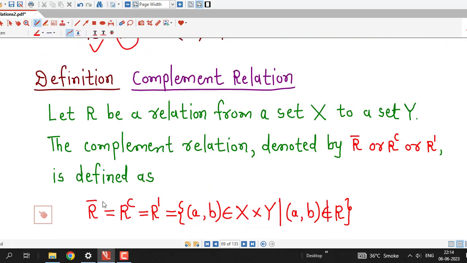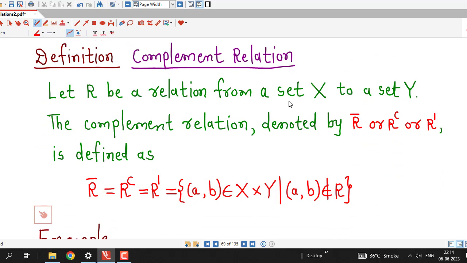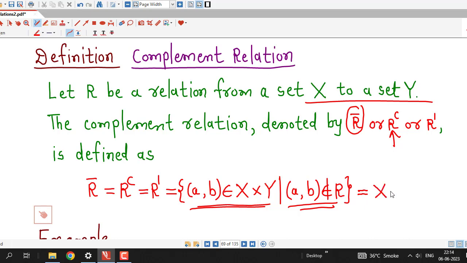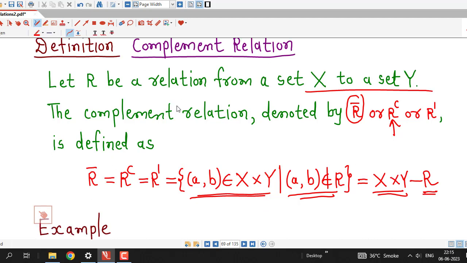And the next definition is complement relation. Let R be a relation from set X to set Y. The complement relation, denoted by R bar or R^C or R dash, is defined as: consider all those ordered pairs from X cross Y such that the ordered pair is not present in the given relation R. This is simply the difference of the sets X cross Y and relation R. We are considering the universal relation minus the given relation, and we obtain the complement of the relation.